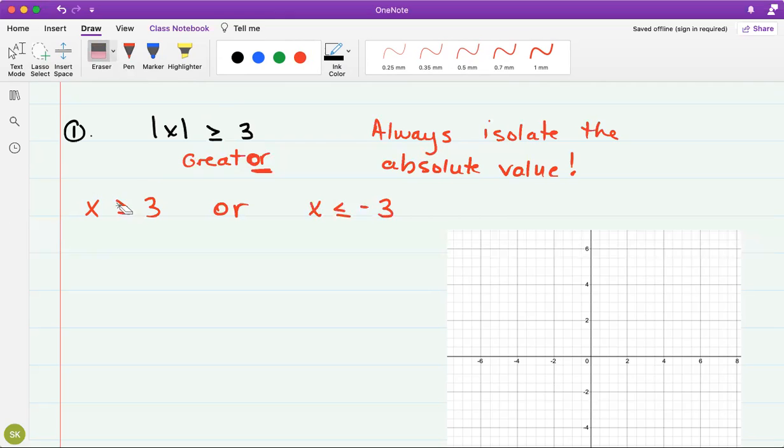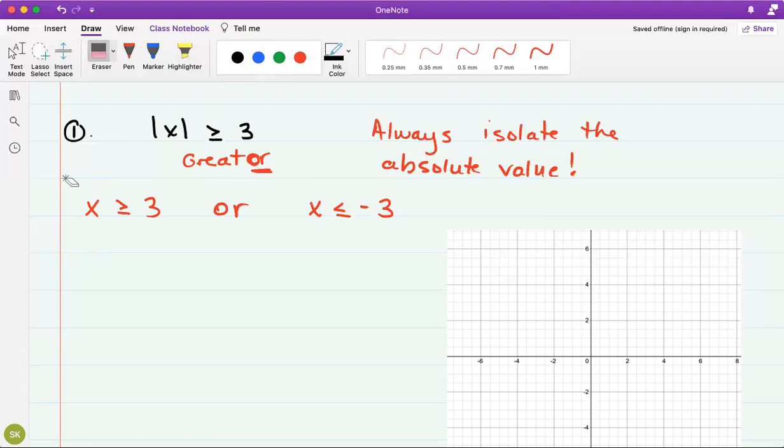Let's check this. So let's put something greater than 3 into this inequality, like 9. If we put 9 here, the absolute value of it is 9, and that is greater than or equal to 3. You can choose anything greater than or equal to 3, including 3, to plug in here, and you'll get a correct inequality. So let's try something less than or equal to negative 3. Definitely if you put negative 3 in here, the absolute value is 3, and that's greater than or equal to 3. Now choose something less than this, like negative 10. That's less than or equal to negative 3, and if you plug it in here, the absolute value of it is 10, and that's greater than or equal to 3. So I'm just double checking my work.